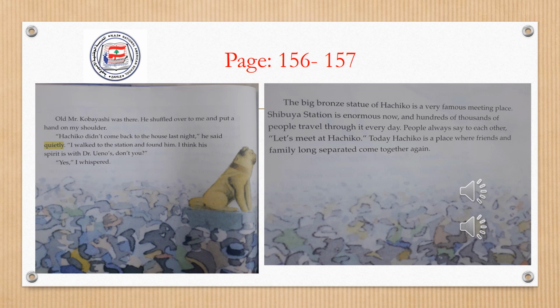The big bronze statue of Hachiko is a very famous meeting place. Shibuya Station is enormous now, and hundreds of thousands of people travel through it every day. People always say to each other, "Let's meet at Hachiko." Today, Hachiko is a place where friends and family, long separated, come together again.